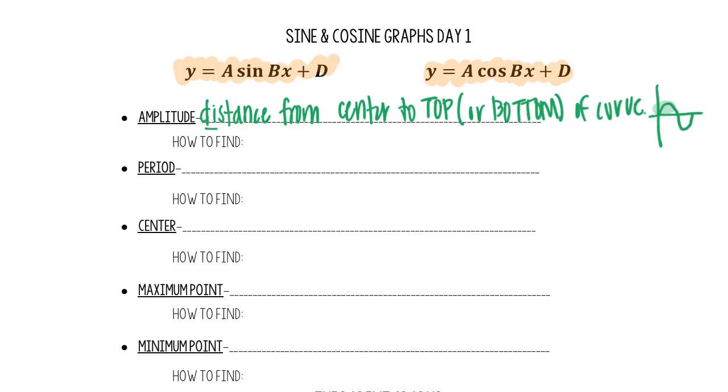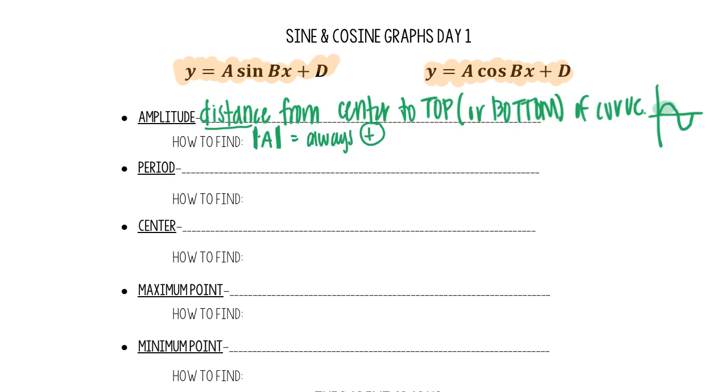Since it's a distance, we're always going to measure it with a positive value. So even if your amplitude appears to be negative in an equation, we always measure it with a positive value. We find it by looking at the absolute value of A. A is the number that is in front of sine or cosine. It's the coefficient of sine or cosine. So it is always positive. Just keep that in mind. And it's just a distance. The amplitude stretches out or smushes the sine or cosine curve.